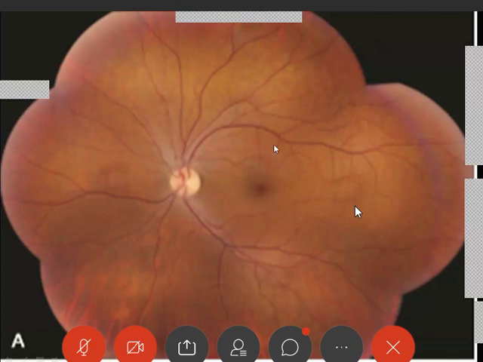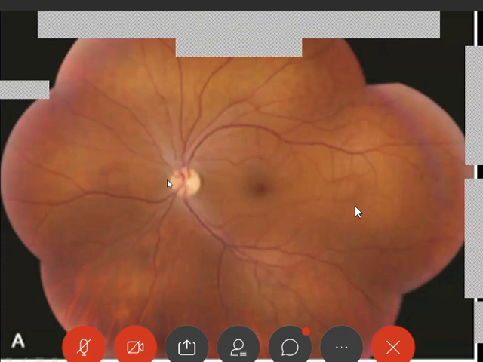When we look at the caliber, these are the arteries. The lesser caliber vessels are the arteries, and the larger caliber vessels are the veins. The normal A to V ratio is 2 to 3. The central retinal artery is a branch of the ophthalmic artery. The arteries are end arteries. There won't be any anastomosis between the arteries; they are the end arteries.